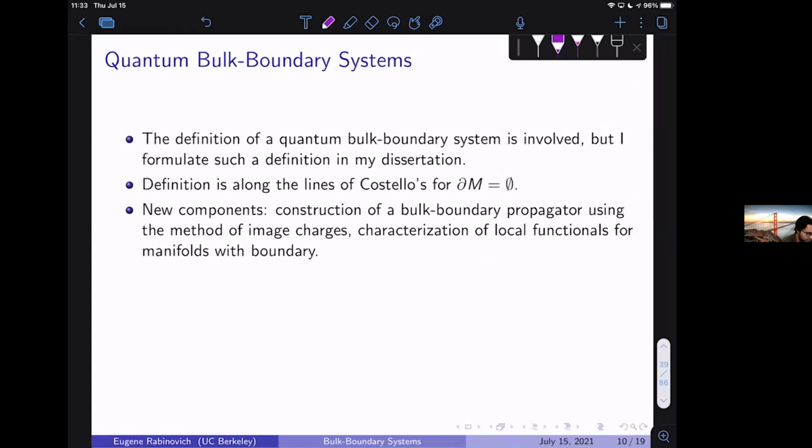So this definition is very similar. The main new ingredients are a careful study of how to construct the appropriate propagators for bulk boundary systems, and a characterization of how to describe local functionals on manifolds with boundary. So I think those are the main things that are new, besides careful checking that everything that worked when there was no boundary still works when there is a boundary.